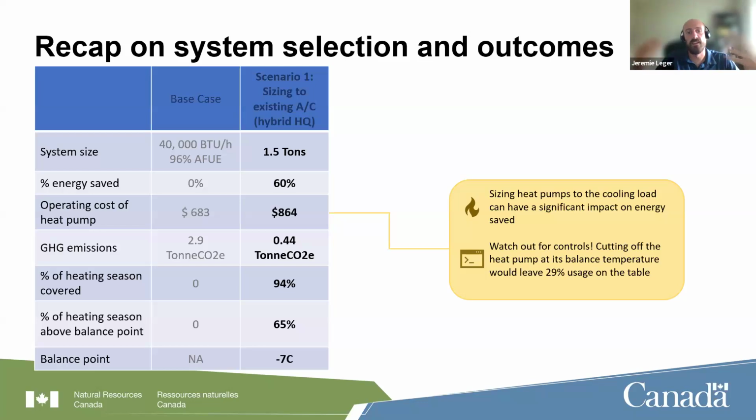Now, if we let the heat pump run for 15 minutes before starting up that gas furnace, we could probably cover up close to 94% of the heating season. So that's a 29% difference in heat pump usage just from selecting one control approach versus another. So quite impactful, making sure you get your controls right.